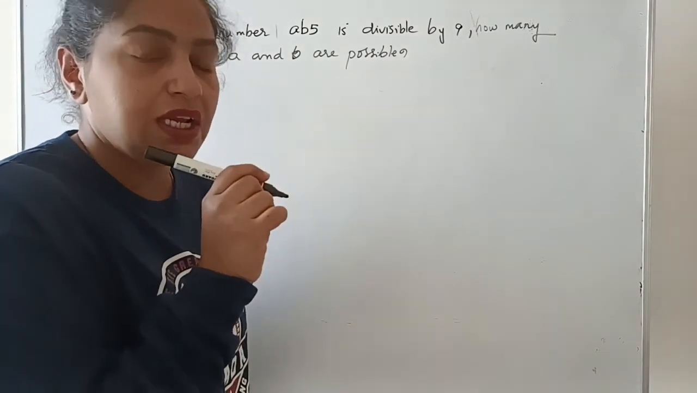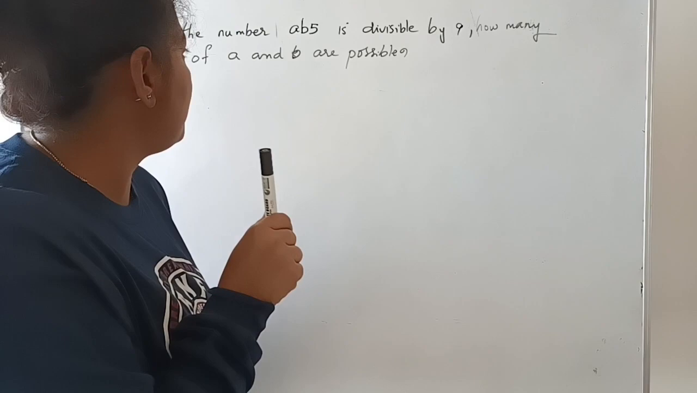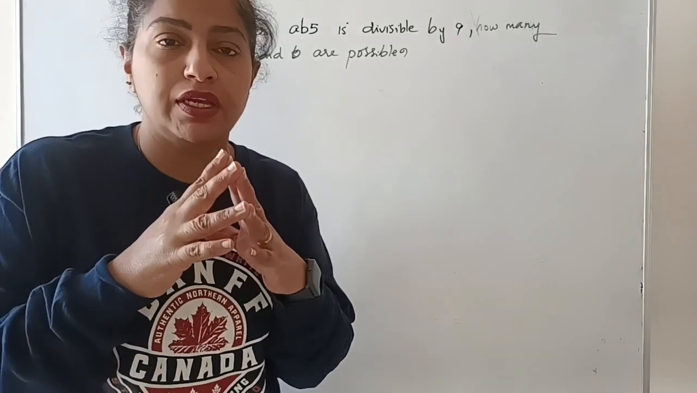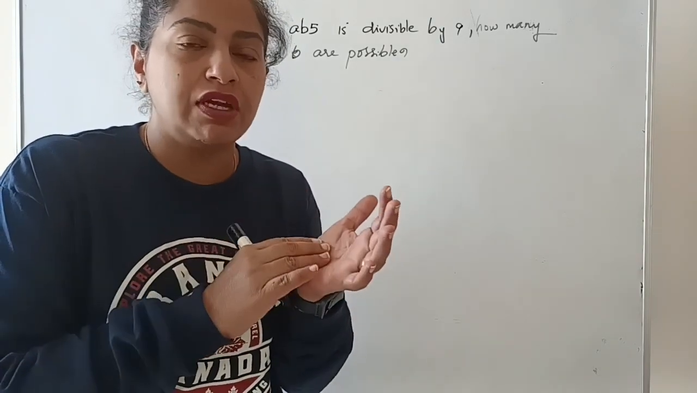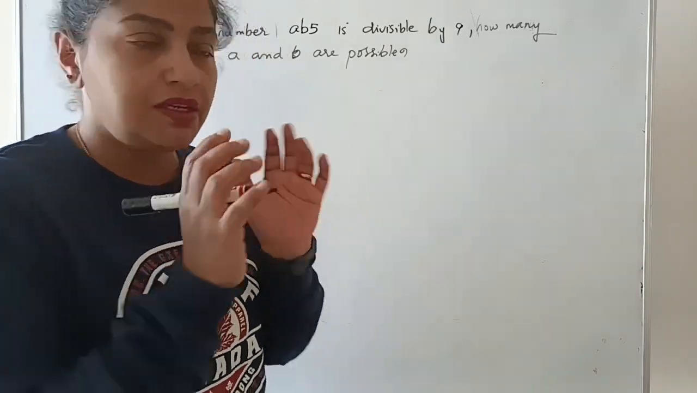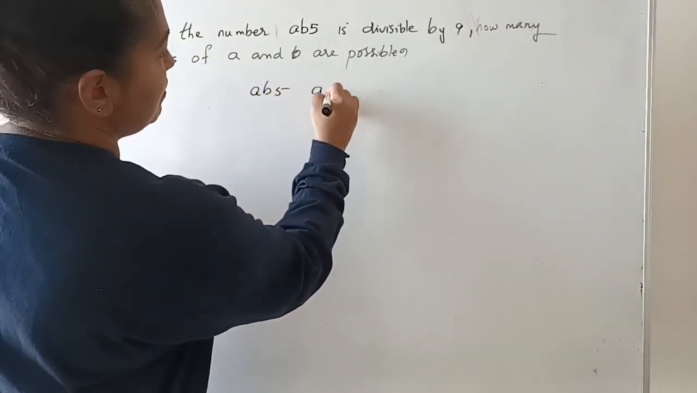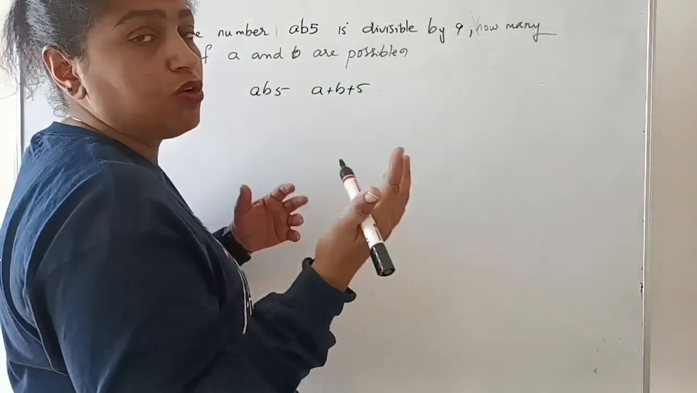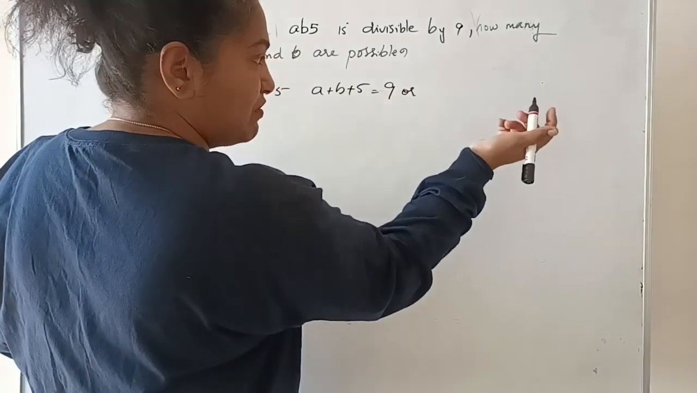I am giving another sum for practice. If the number A B 5 is divisible by 9, how many pairs of A and B are possible? So here I know the divisibility rule of 9. The divisibility rule of 9 states that the sum of the digits of the given number should be divisible by 9, right? So A plus B plus 5 has to be divisible by 9, means it has to be 9 or a multiple of 9.